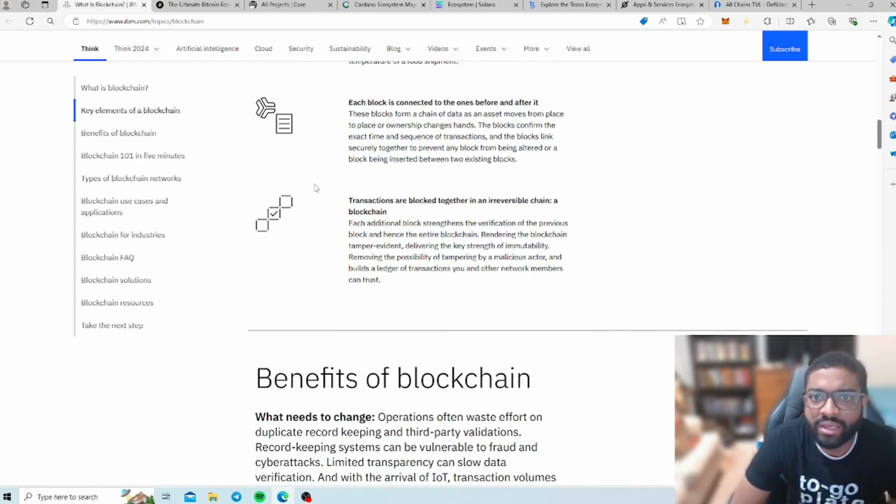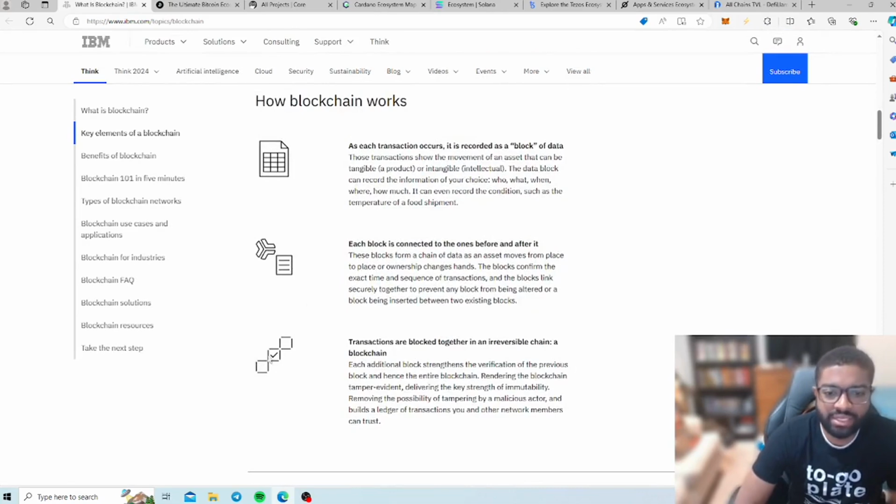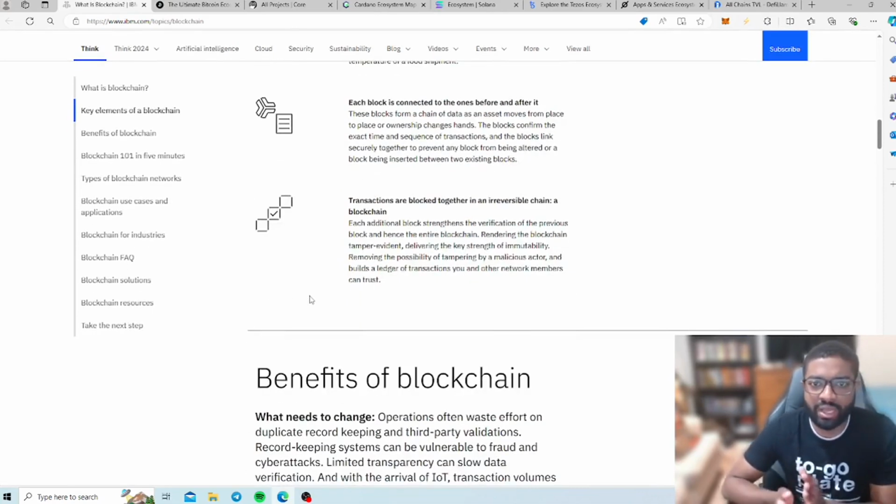Each block connects to the ones before and after it; these blocks form a chain of data. An asset moves from place to place, and ownership changes hands. The block confirms the exact time and sequence of transactions, and the blocks link securely together to prevent any block from being altered or a block being inserted between two existing blocks. So that's how it has the persistent chain: each block comes on top of each other, and that's how you have a blockchain.